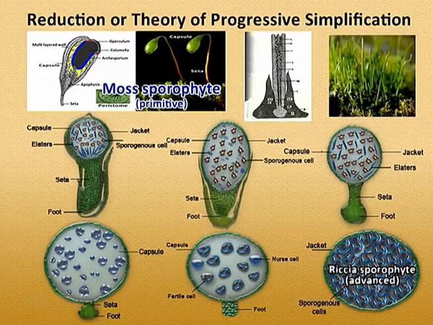The fifth stage led to the gradual disappearance of foot and seta, resulting in a sporophyte which remained completely embedded in the gametophyte thallus, for example, Riccia. This type of reduced sporophyte with little sterile tissue and maximum fertile tissue is regarded as most advanced according to this theory of sporophyte evolution.